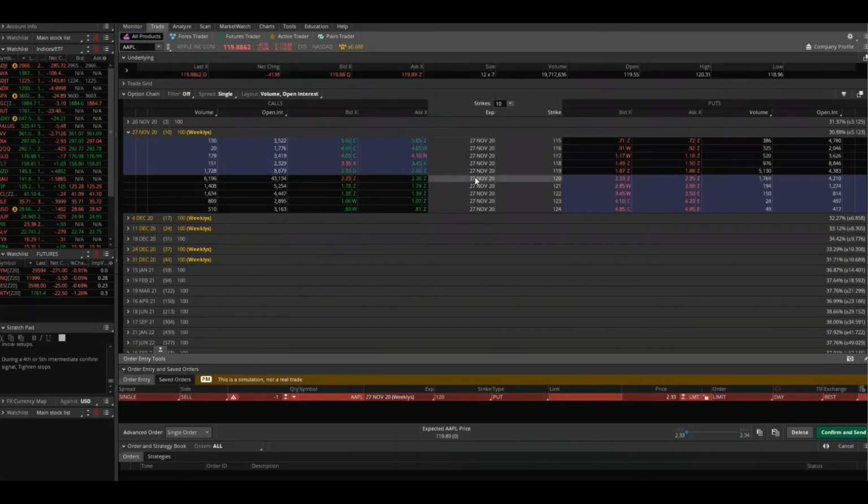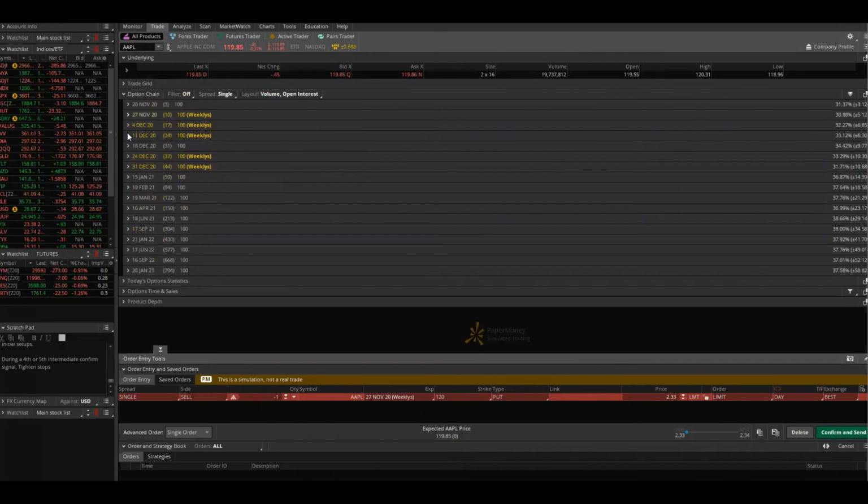We want to give ourselves time. The 27th of November is 10 days from now. It's not very much time. I would never give myself that little time for that exact reason that I just showed you with Kraft. We're gonna run out of time in 10 days for this thing to turn around. So we want more time.